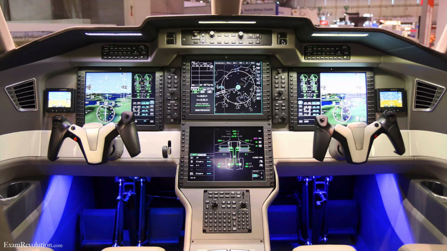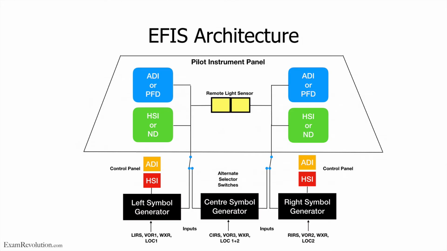So if there's an issue with the displays, or the system picks up that the information it's getting has an issue, and it compares the information, well, then it can illuminate either the warning light or the caution light, and it will tell you on the screen heading with a question mark, or heading unreliable, something like that, depending on the aircraft type that you're flying.